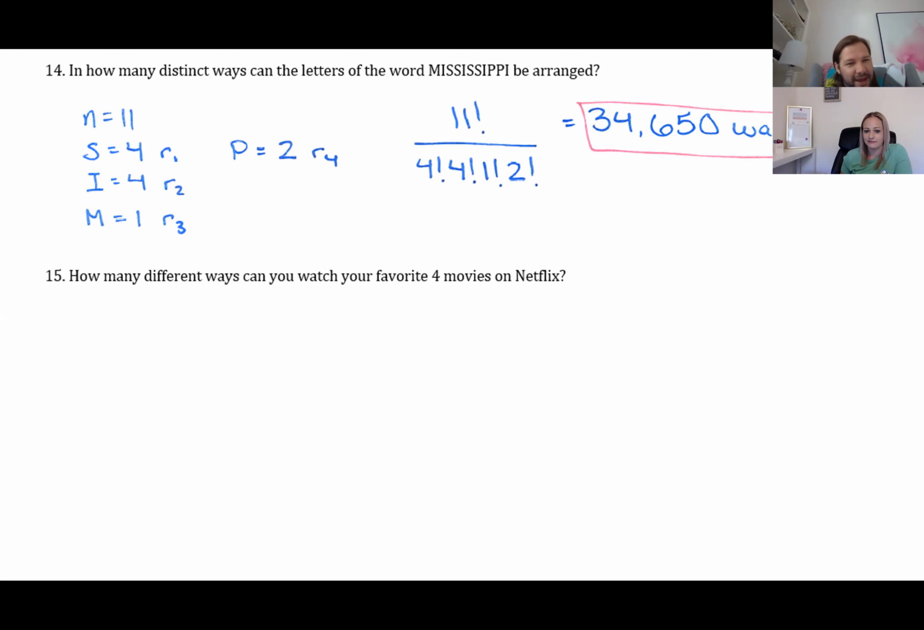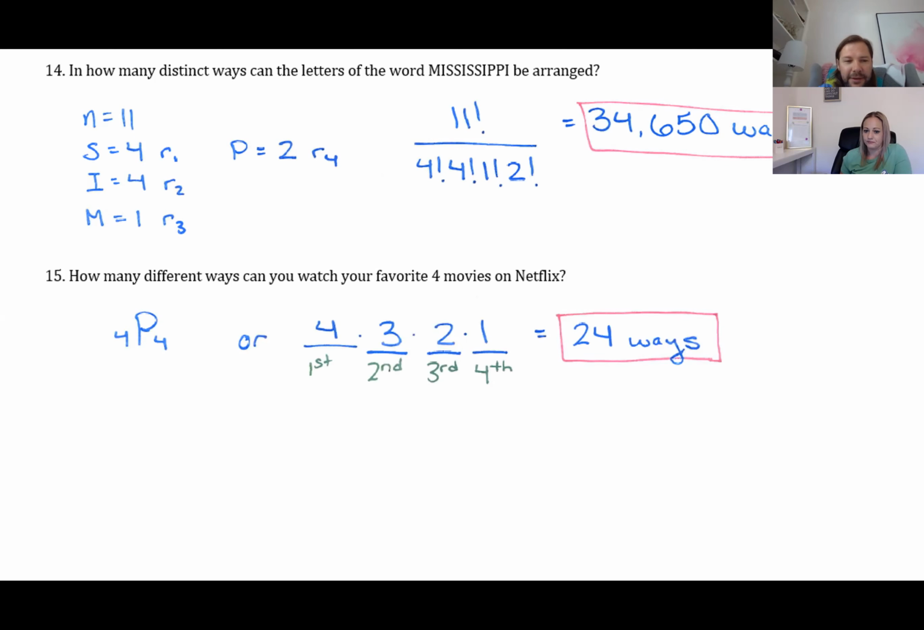And then 15: how many different ways can you watch your favorite 4 movies on Netflix? You have 4 options for the first one, 3 for the second, 2 for the third, and 1 for the fourth, or 4P4, which is 24 different orders.